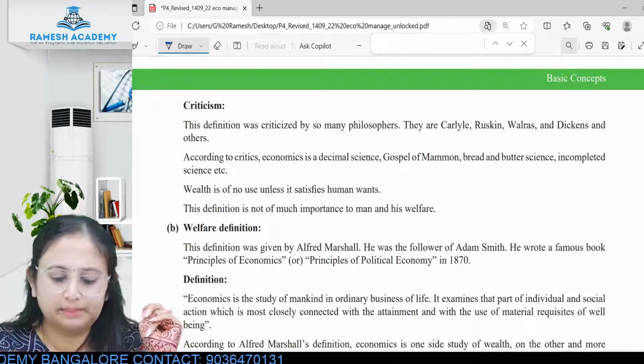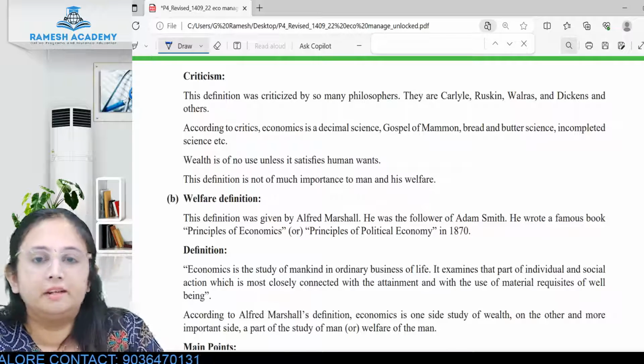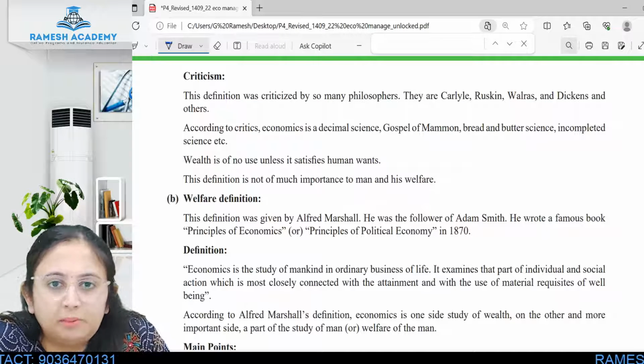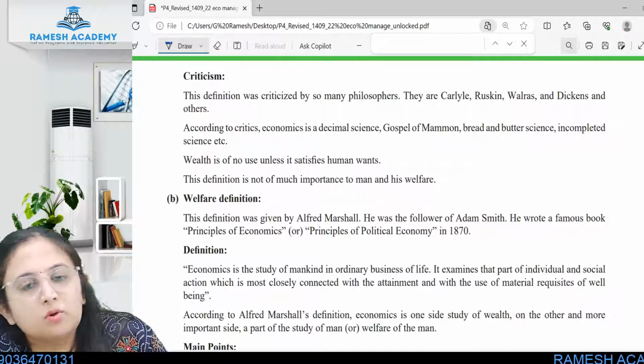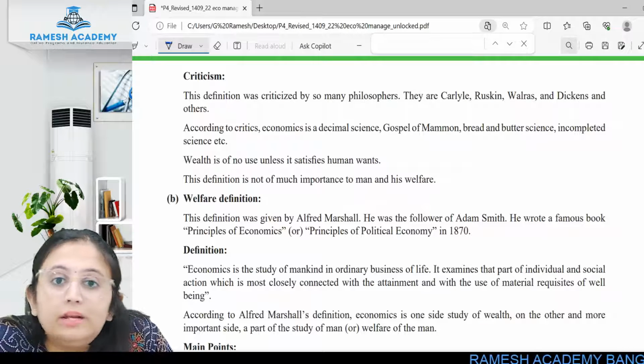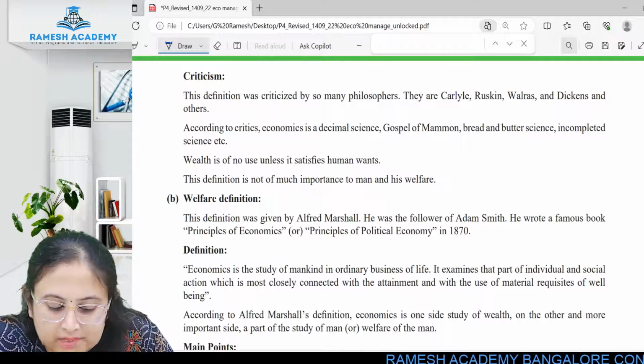So this was not accepted by everybody. So there is a criticism. There are criticisms about the wealth definition. People said, see, wealth itself is not the achievement. You are having a lot of money, but there is no happiness, there is no health. What do you do? So economics is not only about material wealth. So there is some criticism, so we will see the definition.